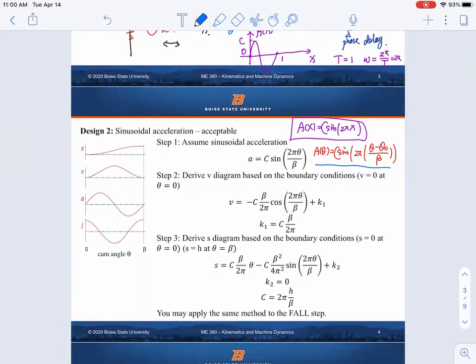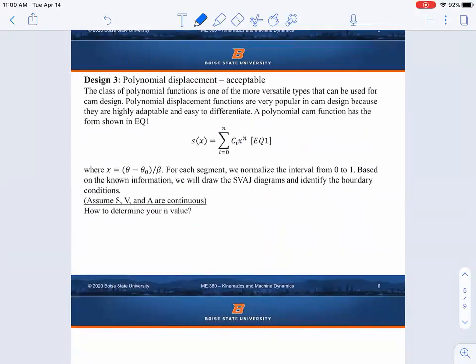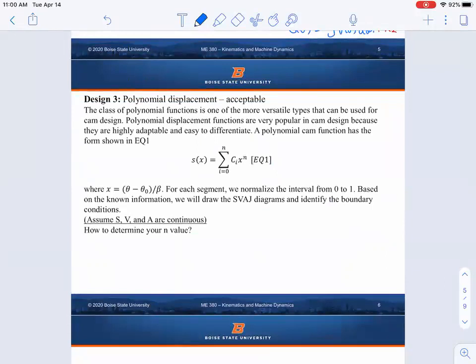So if you use a sinusoidal function, you're going to get an okay design. It's not the best design. The reason is the acceleration amplitude C is going to be large. So there are other methods that can help you reduce the amplitude of acceleration. Most commonly, we're going to use a polynomial displacement assumption. In your exams, that's the only one you're going to use.